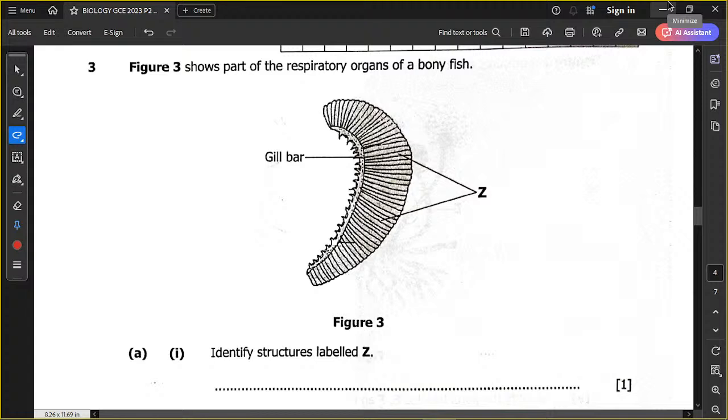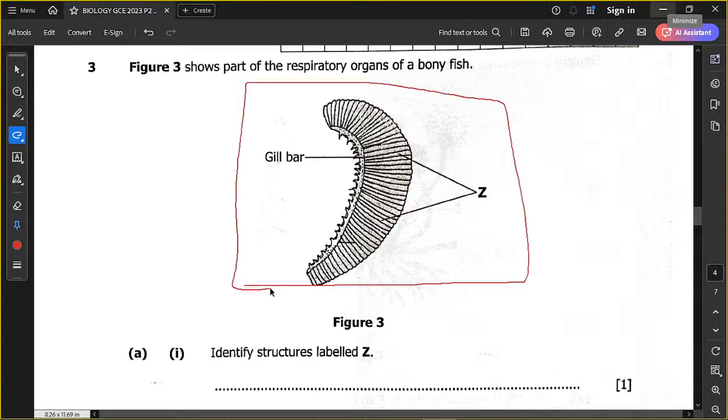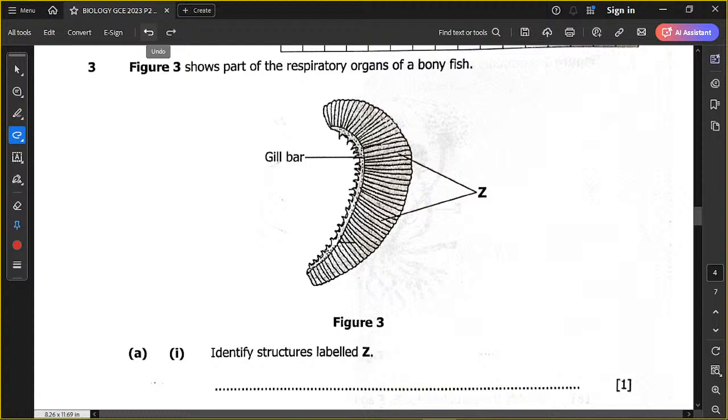Question 3, figure 3 shows a part of the respiratory organ of a bony fish. Okay, so we can take time and study figure 3, which is this diagram. So let's study this diagram. We can see that we have got Z and we have got Q bar. Those are the two parts that I mentioned. So we can go ahead and answer the questions.